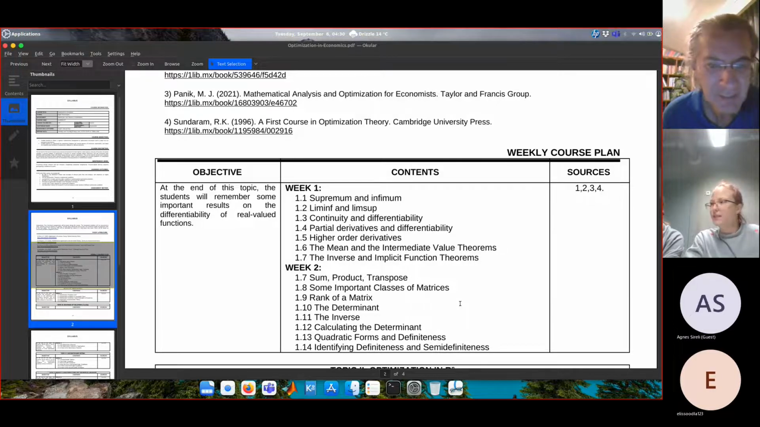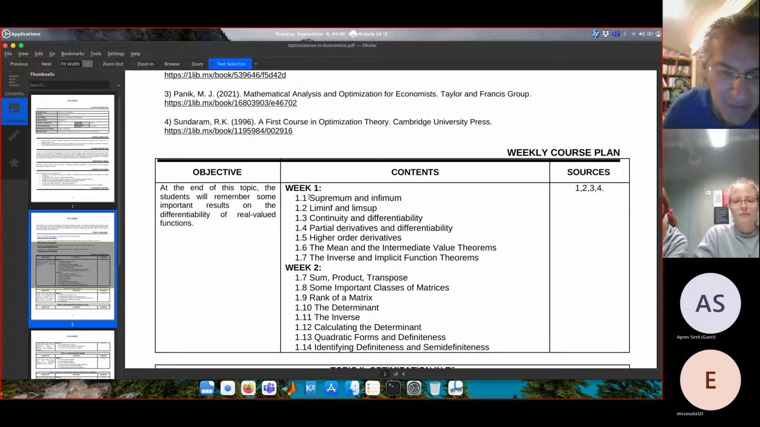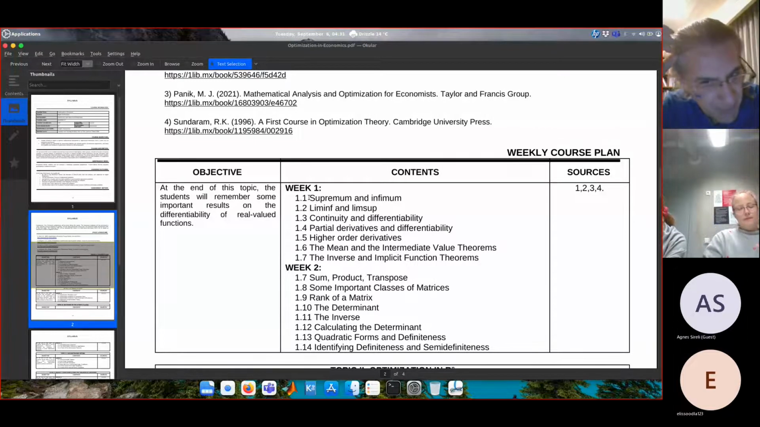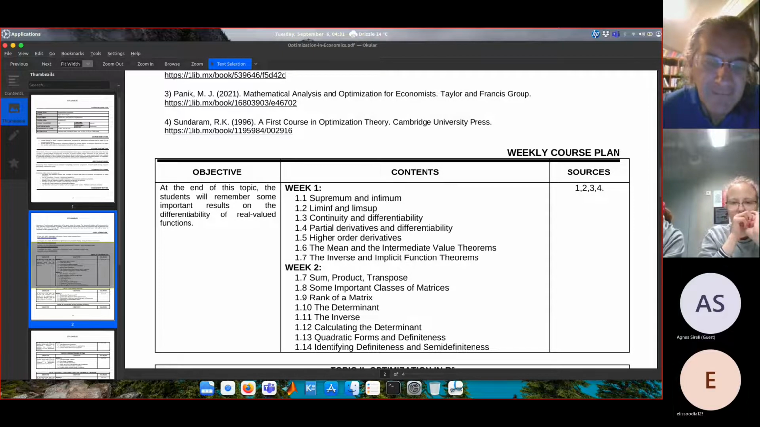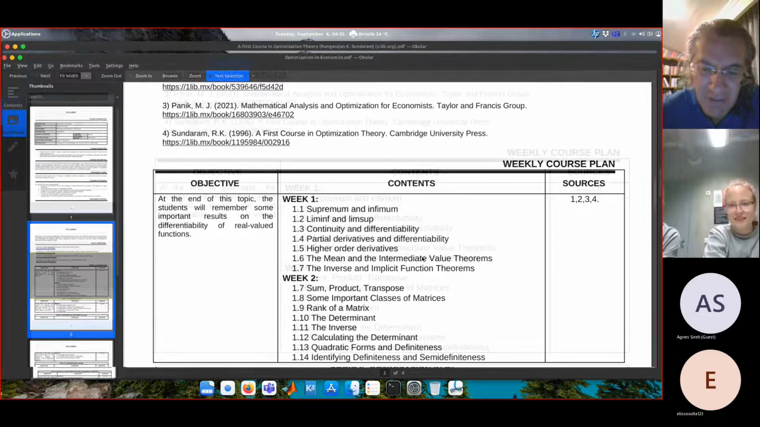Okay, in the meantime, I'm going to continue with the contents. As I said before, I'm going to cover these topics mainly to speak the same mathematical language. I'm going to introduce the definitions of supremum and infimum, liminf and limsup, continuity and differentiability, partial derivatives and differentiability, higher order derivatives, the mean and the intermediate value theorems, the inverse and implicit function theorems.